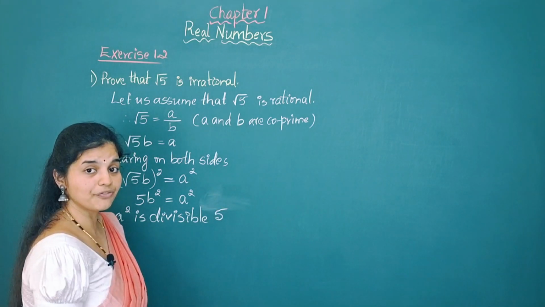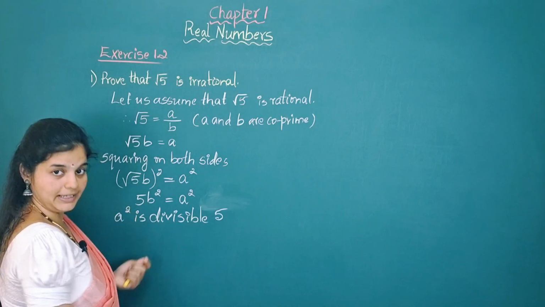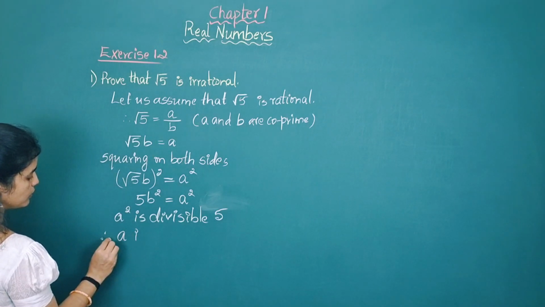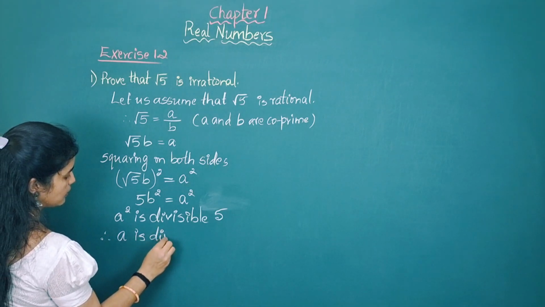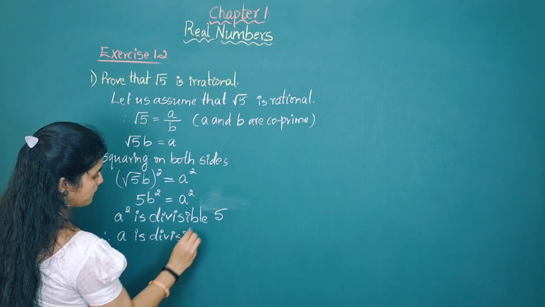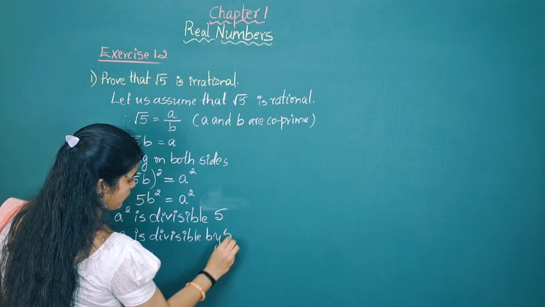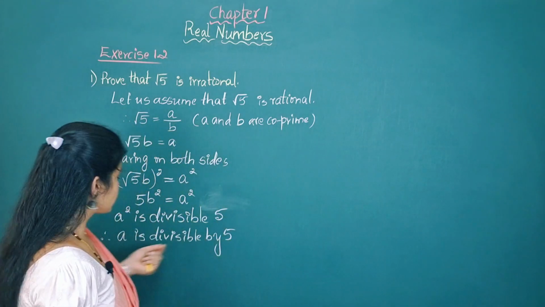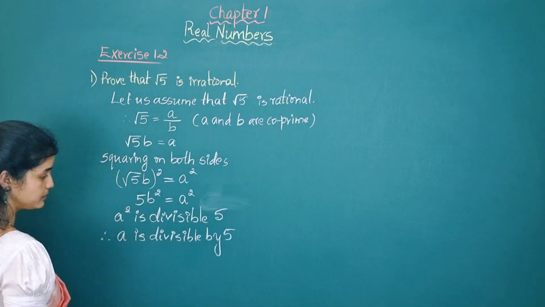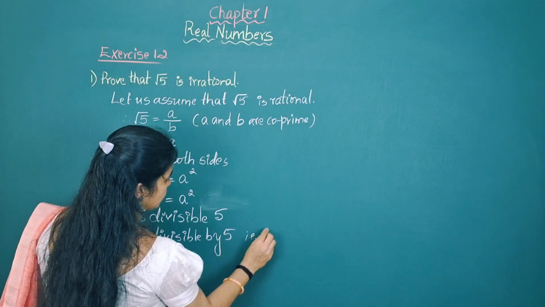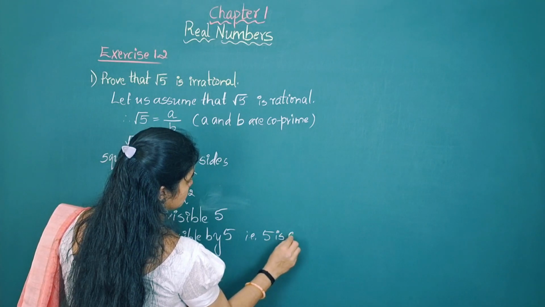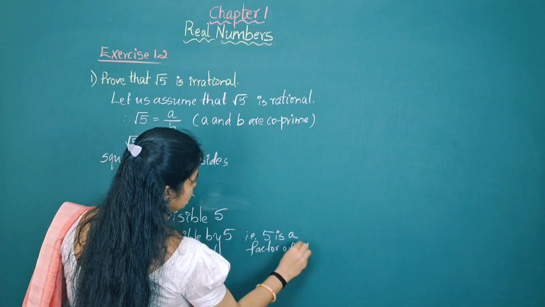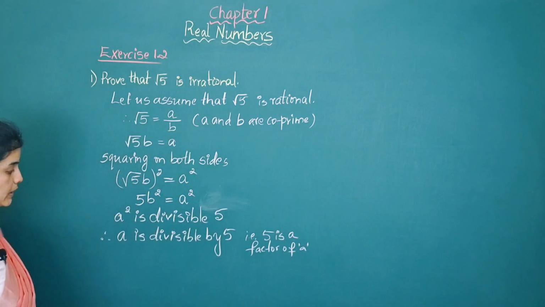So now you know, if a square is divisible by 5, it means that a is also divisible by 5. So therefore, a is divisible by 5. So a is divisible by 5, it means that 5 is a factor of a. That is, 5 is a factor of a.